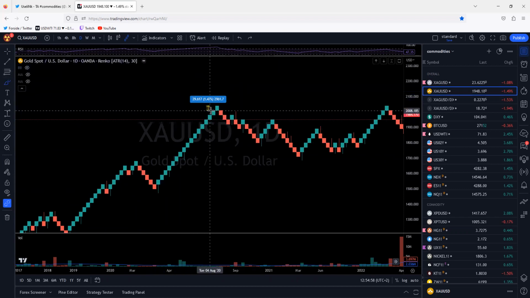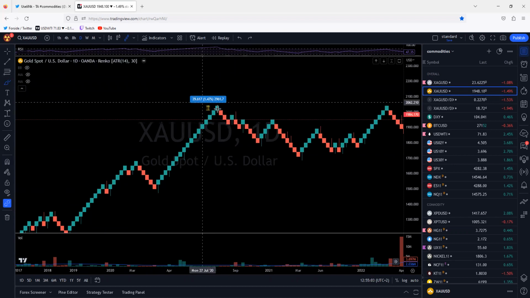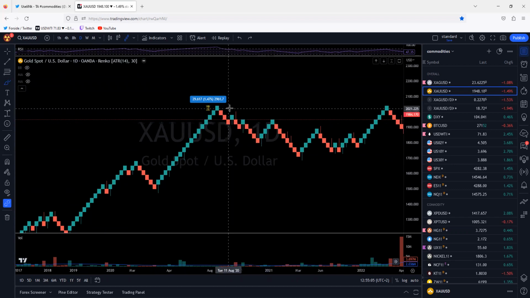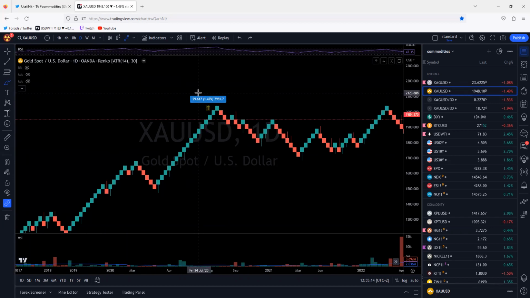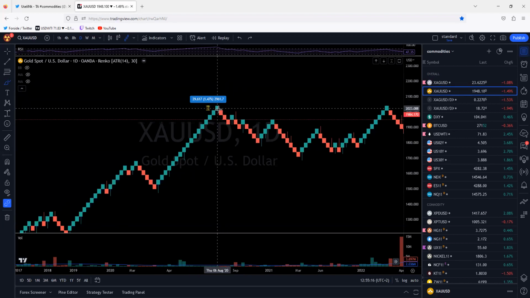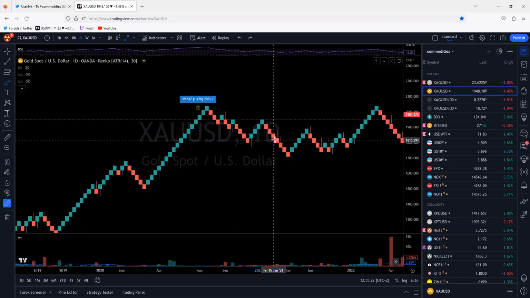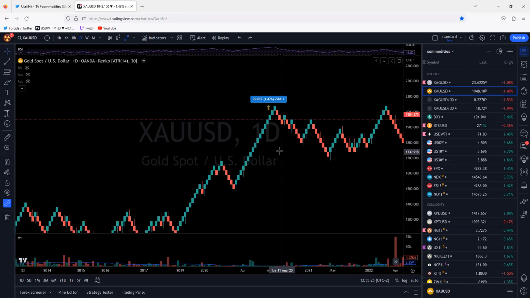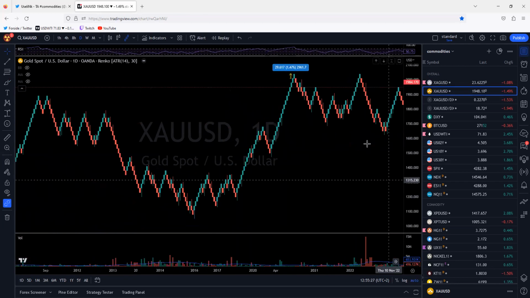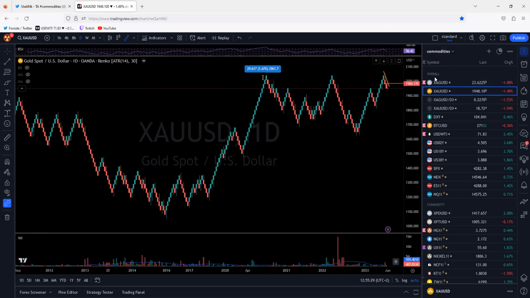So every time gold increases by $30, it will print a new box or a new bar. And in order to get a red bar, you actually have to drop 2 times the size of the bar. So in this case, it's $60. So it will not make a red bar or a reversal until we have reached a $60 drop in this case. So that's how it is, more or less, very quickly explained. You should look it up yourself. But yeah, let's go into it.